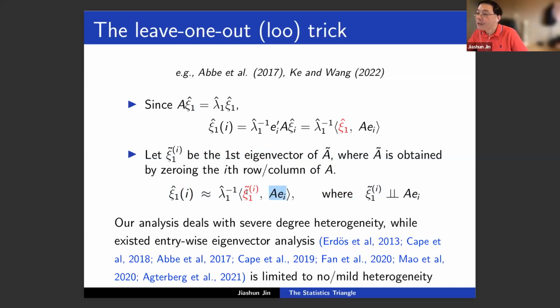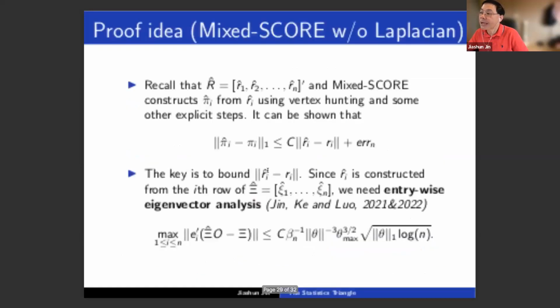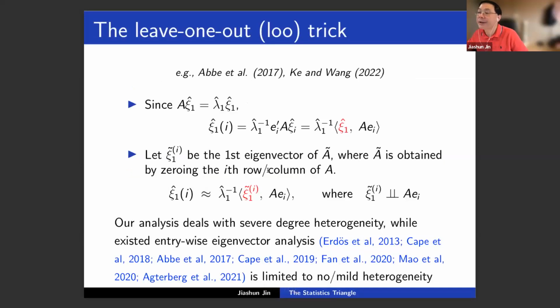So by leaving one row and one column out, you create a lot of independence, which makes the analysis doable. This is the leave-one-out trick. If you need to do this kind of thing, leave-one-out is very important.